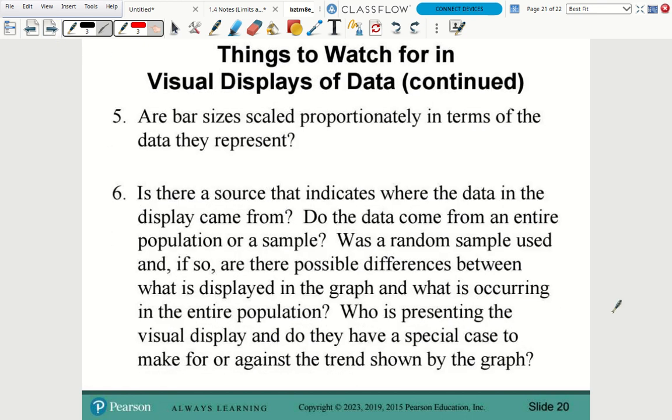5. Are bar sizes scaled proportionally in terms of the data represented? 6. Is there a source that indicates where the data in the display came from? So, sources aren't important, okay? So, if there is no source, you can't back it up, right?